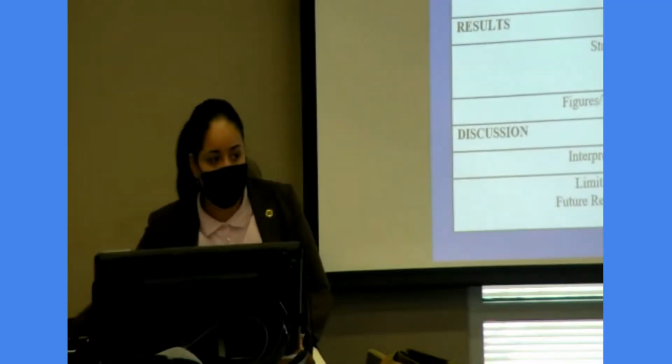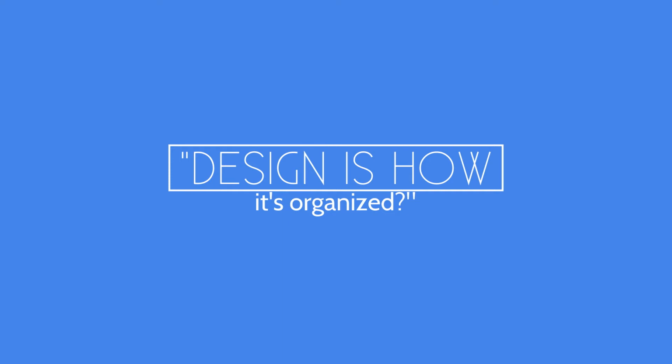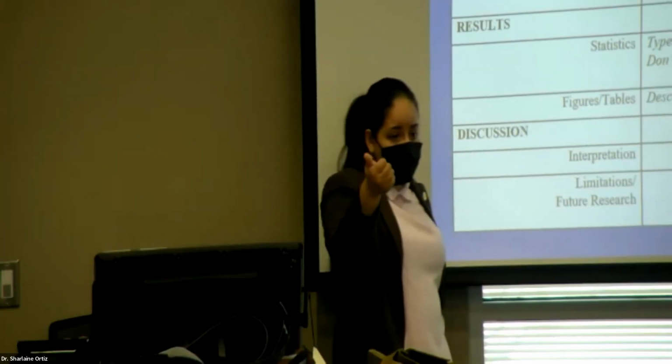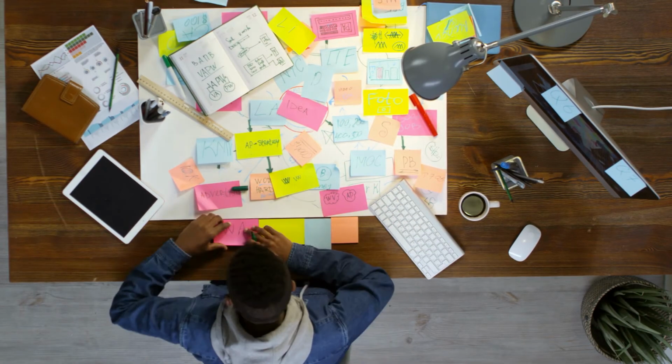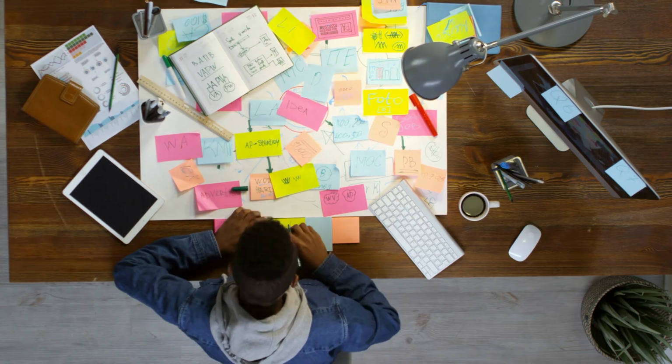So design is just kind of how it was organized? Design is basically the statistical procedure that you use. Did you use an experiment? Did you use a correlation? Did you use an analysis of variance? Did you use a naturalistic observation? What exactly was the process?